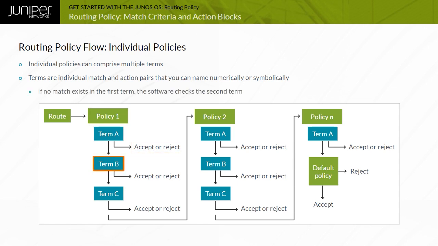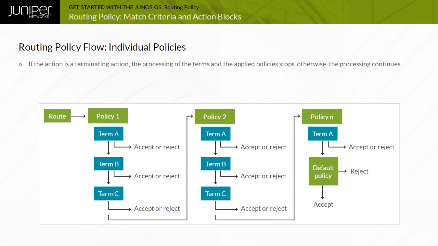If no match exists in the first term, the software checks the second term. If no match exists in the second term, Junos OS checks the third term. This pattern repeats itself for all terms. If no match exists in the last term, Junos OS checks the next applied policy and then, eventually, the default policy for the protocol. When it finds a match within a term, Junos OS takes the corresponding action.